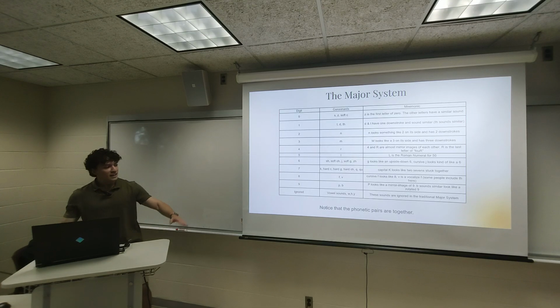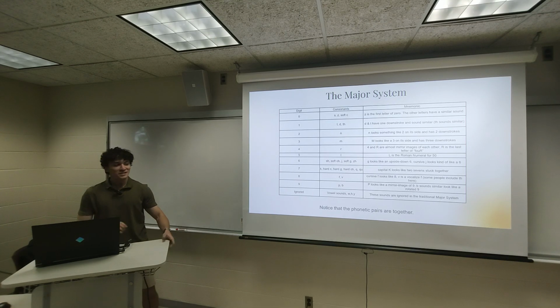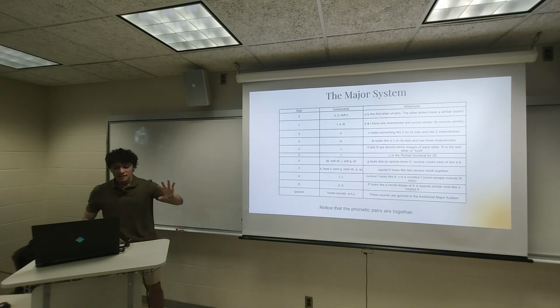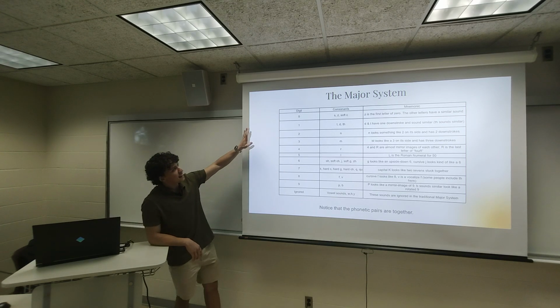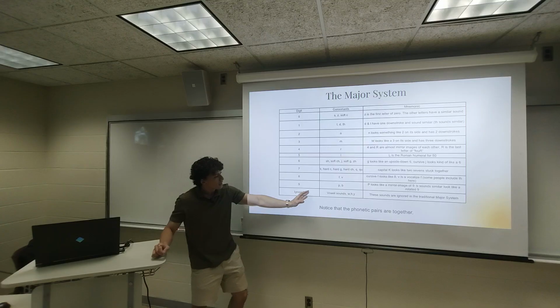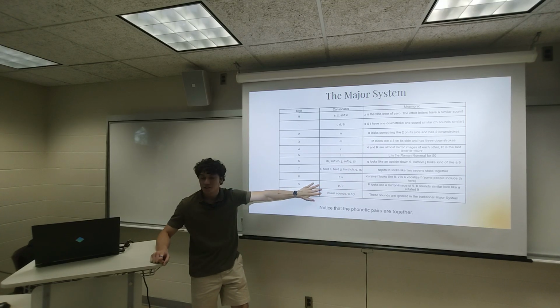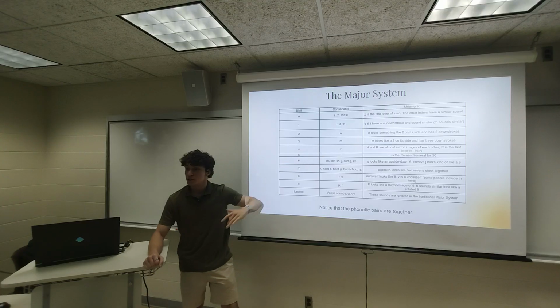So here's the major system, which is a little bit confusing. This is the crux of this class. The idea is that we're going to convert each of these digits from 0 to 9 to certain consonant sounds, and we're going to pick those sounds to form words.